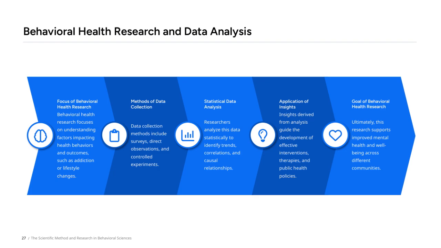Researchers collect data through surveys, direct observations, and controlled experiments, each providing unique and valuable information. This data is then analyzed statistically to identify important trends, correlations, and sometimes even causal relationships. The insights gained from this analysis help shape effective interventions, therapies, and public health policies. Ultimately, the goal is to improve mental health and well-being across different communities.